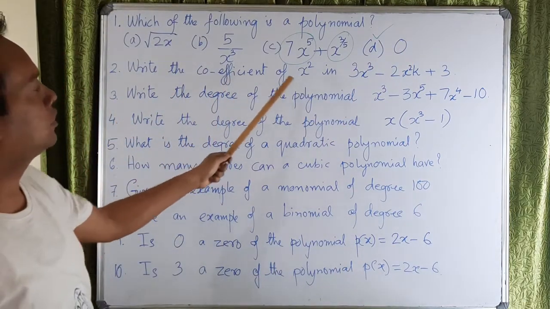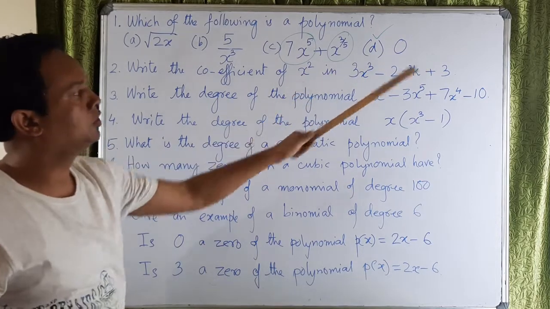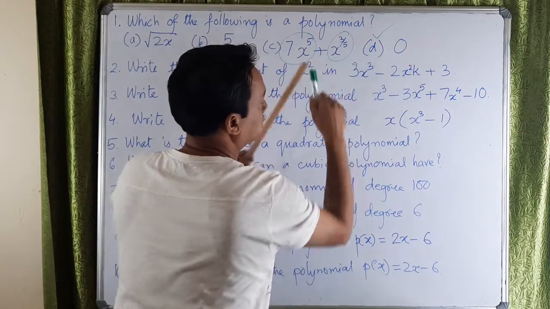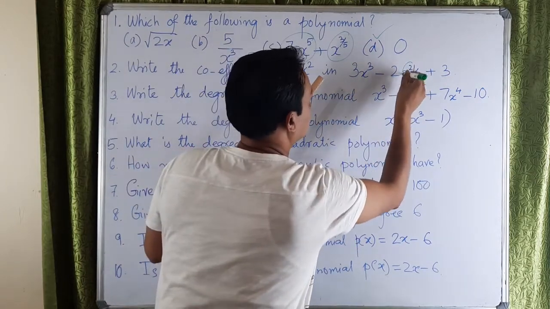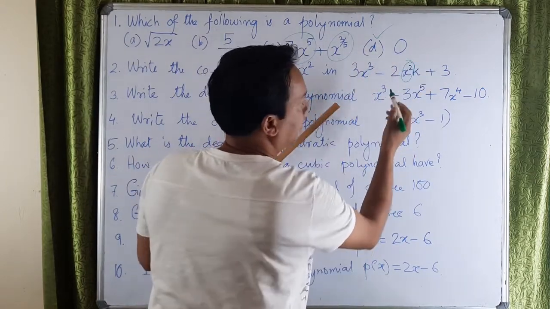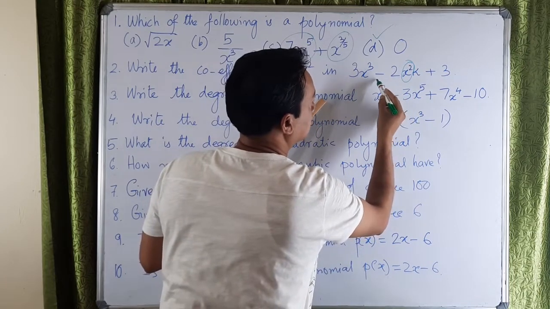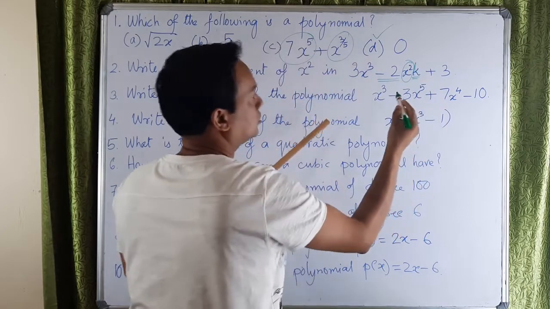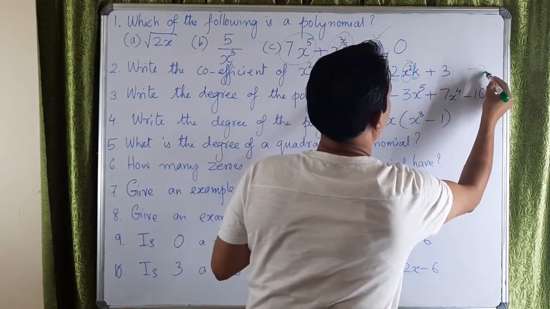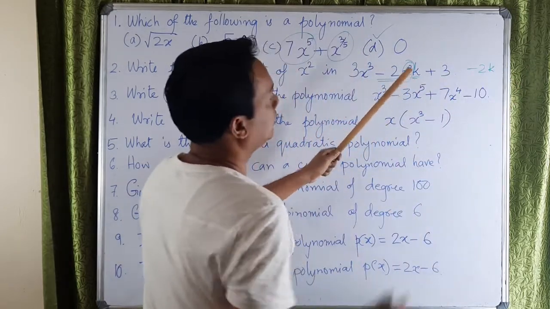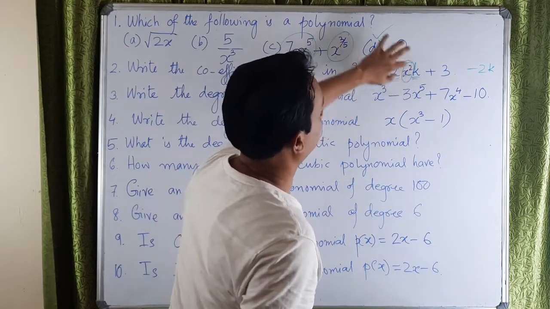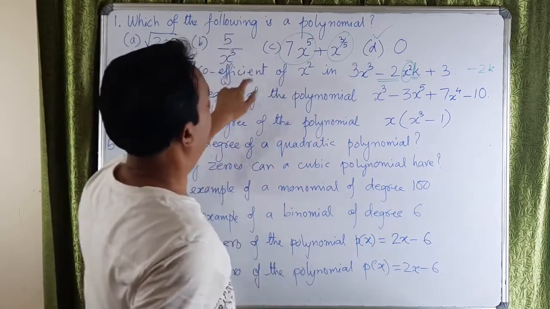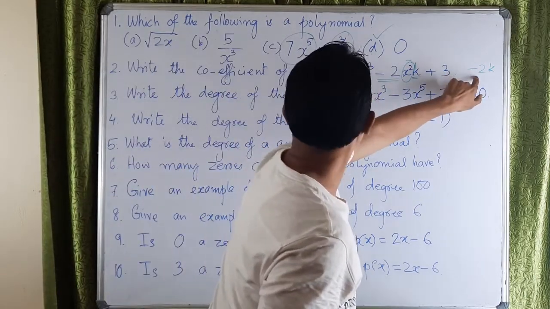Now coming to the next question. Write the coefficient of x square in this polynomial. You have to find the term which has x square. This is not the x square term. This one is the x square term. So leave x square and write everything else. We have minus 2 in front and also k. So the answer will be minus 2k. You have to leave only x square, and whatever is left, everything should come. That will be the coefficient of x square. So you'll write that the coefficient of x square in this is minus 2k.